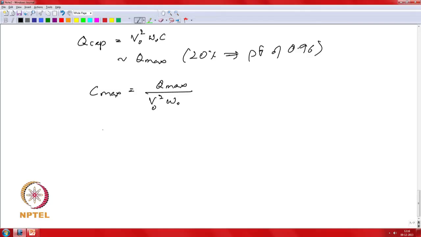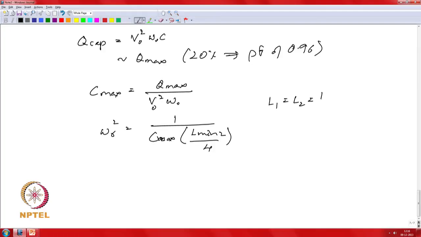and we know the constraint that omega r squared is equal to 1 by C max, and the corresponding L would correspond to L min, and we'll call this L min 2 by 4, because we know that L1 is equal to L2 is equal to L by 2, and LP, the parallel combination of L1 and L2, would be L by 4. So the corresponding constraint would be L min 2 by 4.